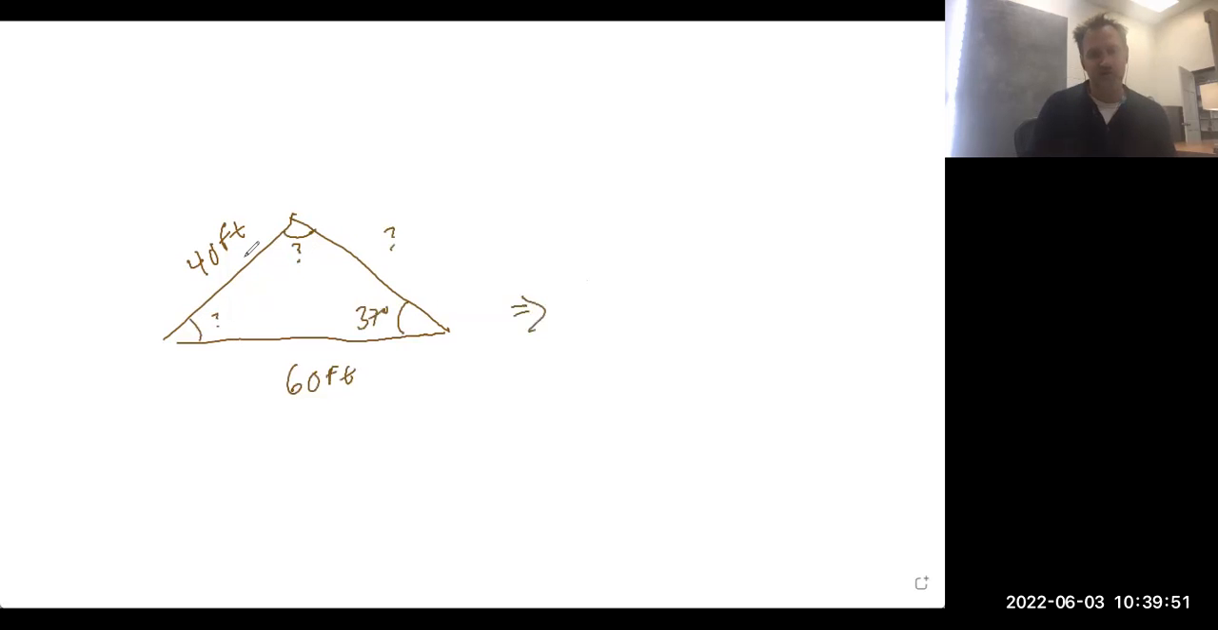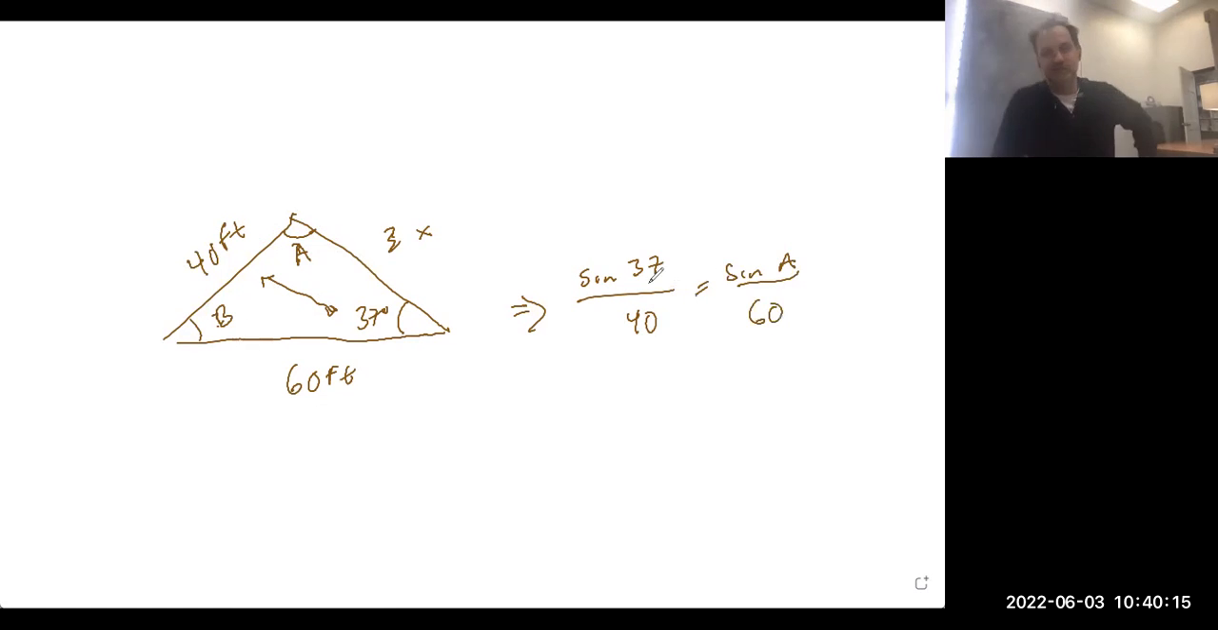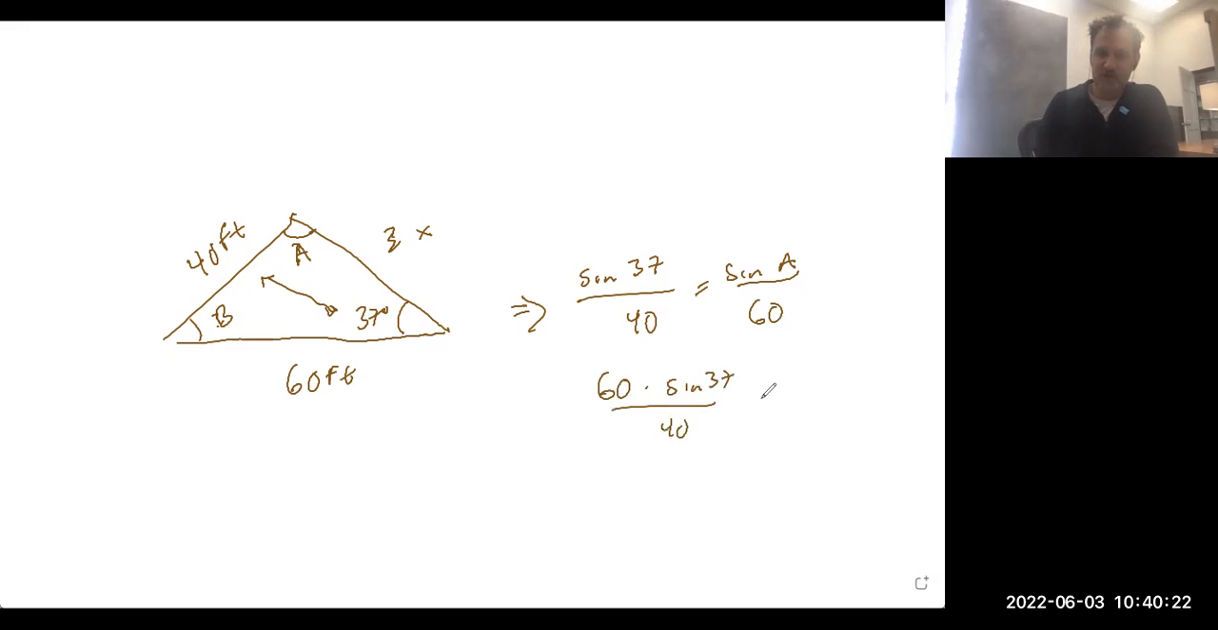Let's look at how the law of sines gets in here. So we say sine 37 over 40. That's the pair that I have. And then I'm going to have some labels here. So I'll call this X. I'll call this A. I'll call this B. The place I'm going to get started is with the A and the 60. So sine of A over 60 has to be equal to the sine of 37 over 40. So I can solve this now. 60 times sine 37 divided by 40 equals sine A.